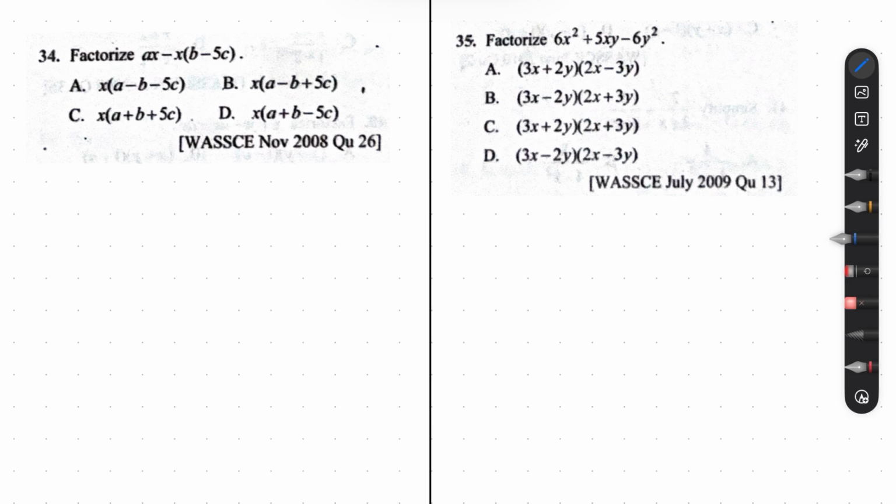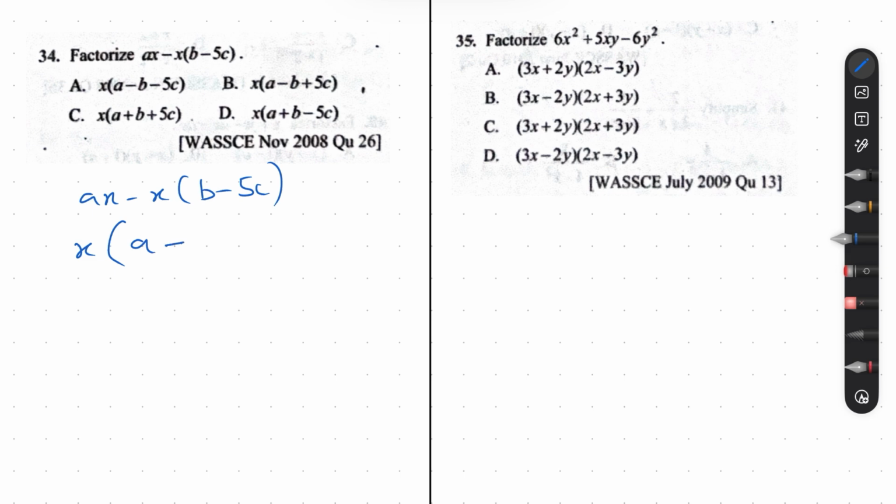It says factorize ax minus x multiplying b minus 5c. Okay, so this is an expression and this is also another expression. What is common between this and this? X is common, right? X is common, so we can factor out x. Let's factor x out. After you factor x out, what do you have here? X cancels x, we have a. Okay, so we have a minus.